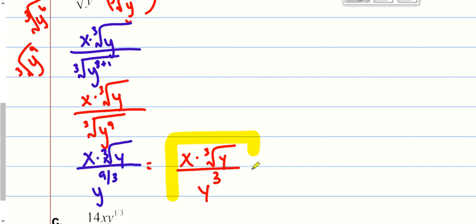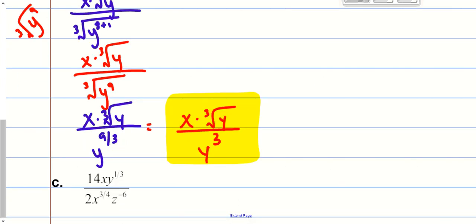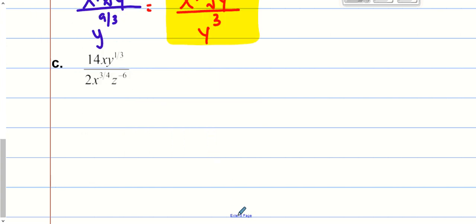A lot of simplifying. Don't skip steps. If you skip steps, you're going to get confused, and I don't want you confused. So please do not skip steps. Let's look at one more of these. If I have 14 times x times y to the 1/3 divided by 2 times x to the 3/4 times z to the -6th, and I am supposed to simplify. Well, if I look at my coefficients, 14 and 2, I can take 14 and divide by 2, and that's going to give me 7.